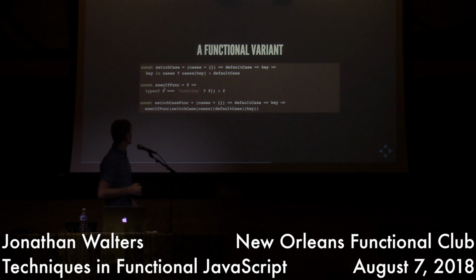Just to dissect this function here, we'll look at the key. In this case, it'll be a number or a string. We'll want to check whether that key exists in the object that we're passing it. And if that key does exist in the object, we'll return the corresponding value in the object that we've passed it. And then in all other cases, we'll return the default case. Does everyone see that?